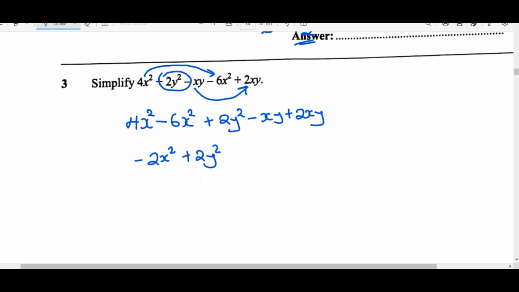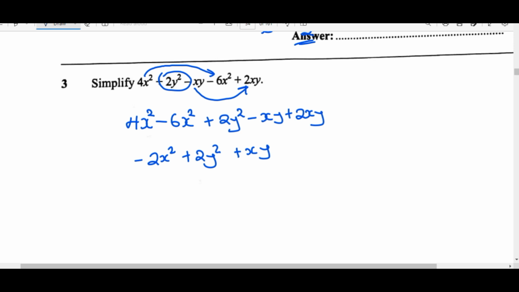So different signs you subtract, and you maintain the sign from the bigger number. So in this case 2 is bigger than 1, so you would say plus xy. In this case, do we have like terms? You can check. We don't have like terms. So meaning that if we don't have like terms, then this is an answer.